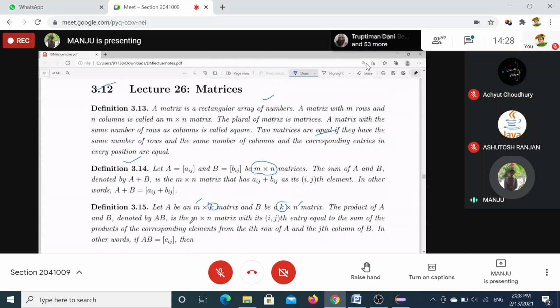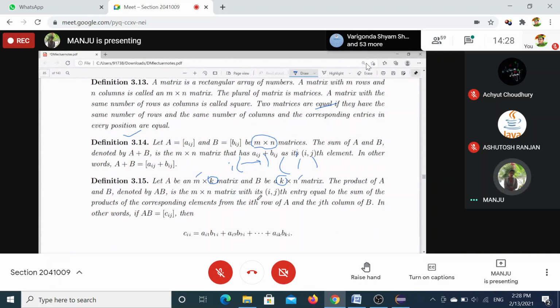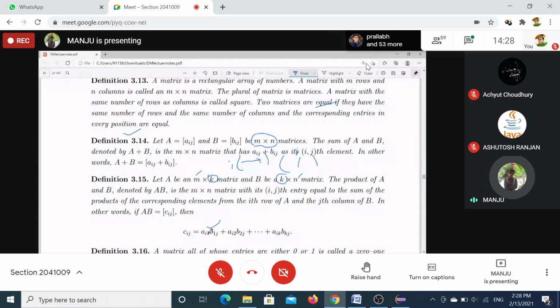This is how it is done: take the ith row from A and the jth column from B. The first entry is multiplied with the first one, that is Ai1 is multiplied with B1j, plus Ai2 multiplied with B2j, and so on up to AiK multiplied with BKj. Clear?